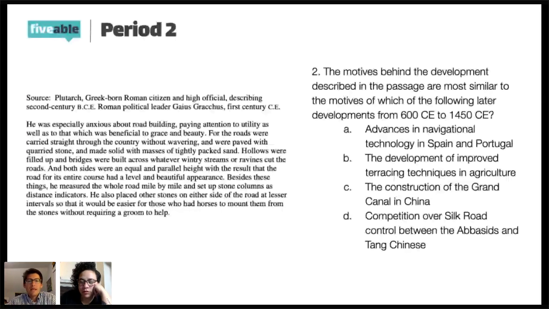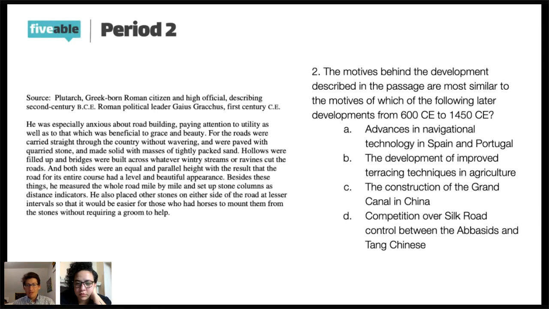Put your best guess. Looking at this question, I have to think about what the motives behind road building are. It is trade. It is projecting power. It is consolidating an empire. And terracing techniques, while important for food production, are not going to do those things, right? So I would eliminate B, even though it would fit in this time period. It doesn't fit with the motives behind this development.